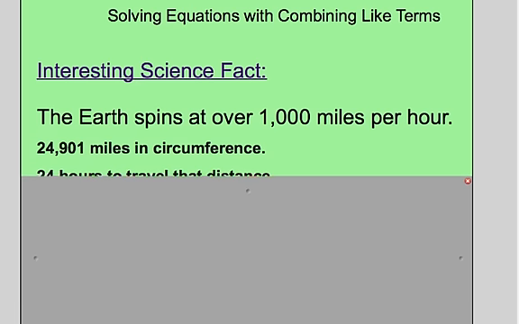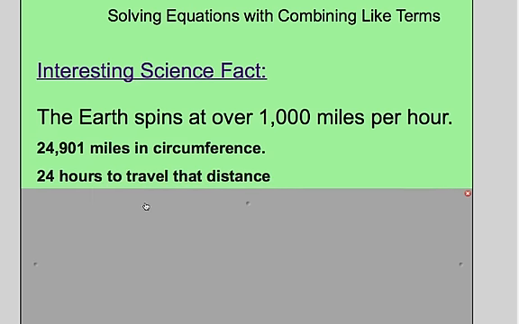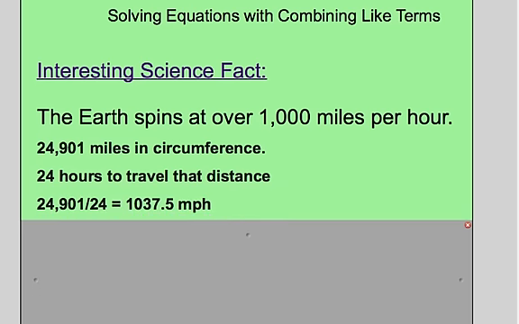Then we also know that it takes 24 hours for the Earth to rotate in one day. So to go one day is basically that Earth rotating around one time, and that takes 24 hours. So it takes 24 hours to go 24,901 miles. All you have to do is divide the circumference by the number of hours it takes, and it gets us to 1,037.5 miles per hour.